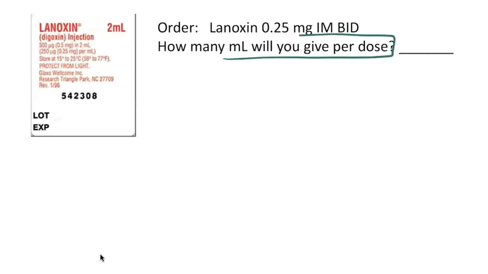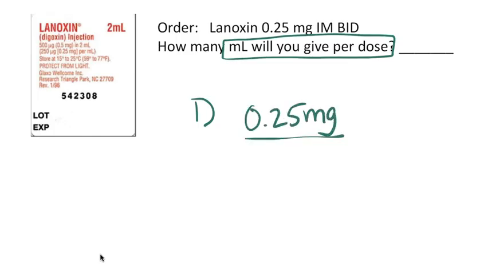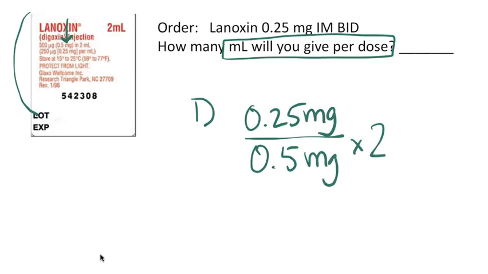It's milliliters per dose. Again, think to yourself, what do I need to know? I need to know my doctor's order and my concentration. So my doctor's order, my D equals 0.25 milligrams. And what do I have? I'm going to look in here at the milligrams because they're already there. 0.5 milligrams times 2 milliliters. So I'm going to go 0.25 divided by 0.5, and that is 0.5. And I'm going to multiply that by 2, and that equals 1. So this is 1 milliliter per dose.